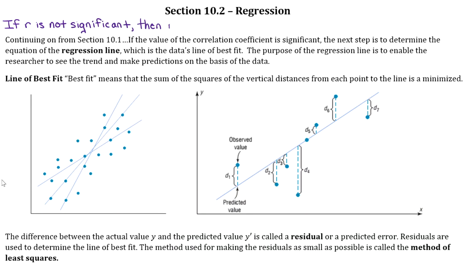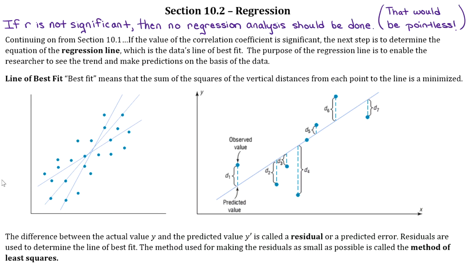So what I'm going to show you today is the process of regression analysis, and I just made a note up here. If you want to copy it down, it says that if r is not significant, then no regression analysis should be done, because that would be really silly, basically. If you're determining that your variables aren't correlated, then why would you go forward using them to make predictions? That doesn't make any sense.